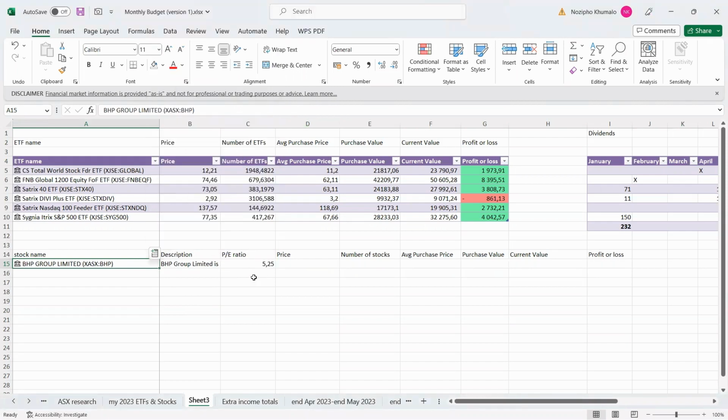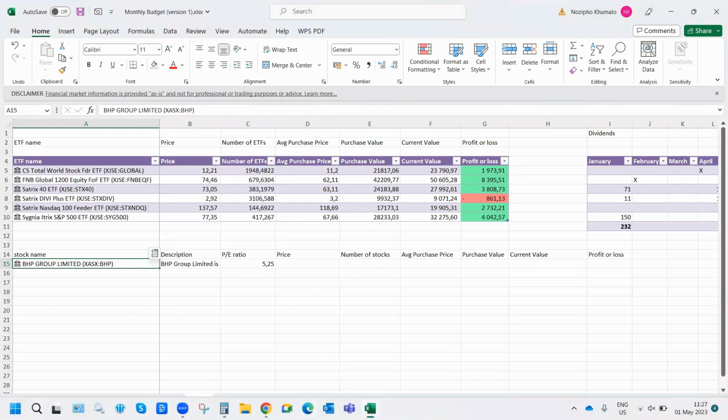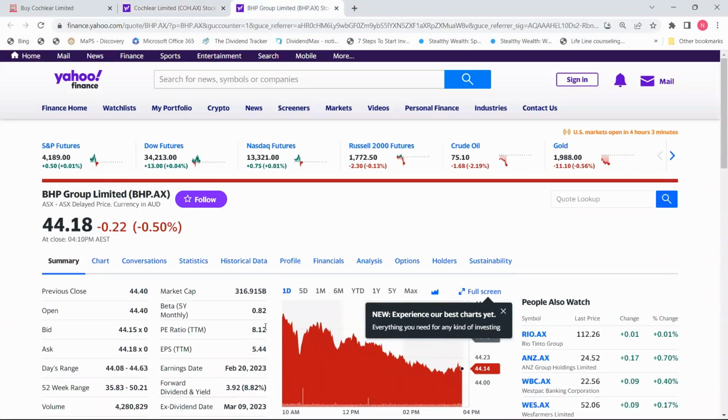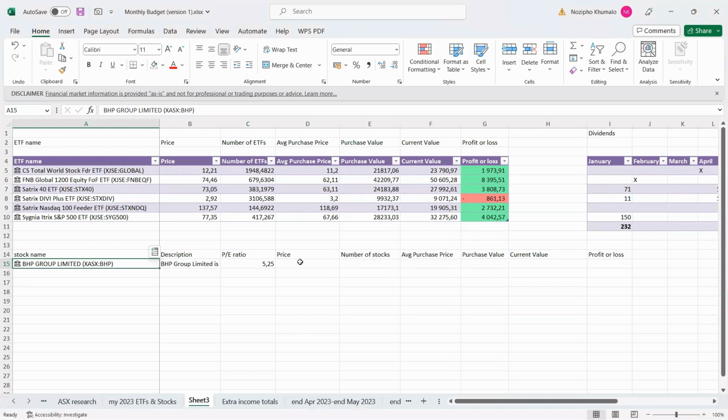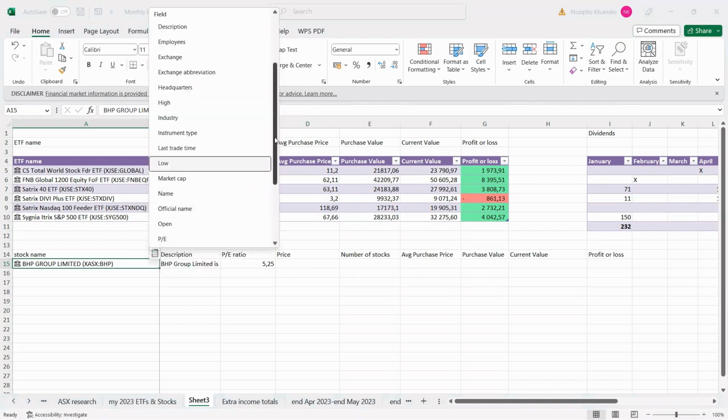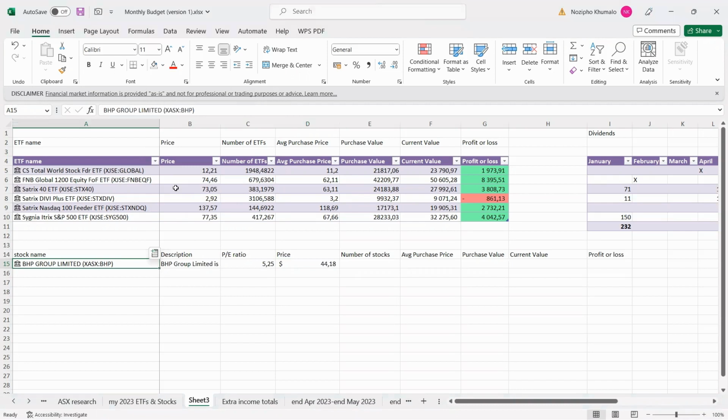As you can see, the PE is slightly different here because on Yahoo Finance, it's 8. So the one on Yahoo Finance is more accurate. Next would be the price. That one, we get it also from our table. So you highlight BHP, this little icon comes up, and then you extract the share price. So you click on price and it adds nicely for you. It puts it in dollars, which is perfect.